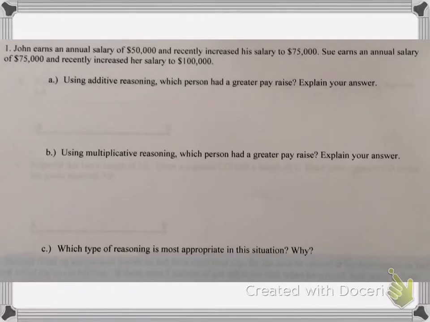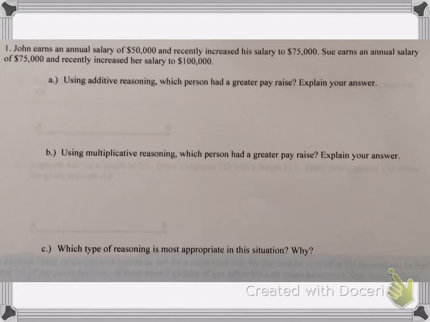John earns an annual salary of $50,000 and recently increased his salary to $75,000. Sue earns an annual salary of $75,000 and recently increased her salary to $100,000. Using additive reasoning, which person had a greater pay raise?